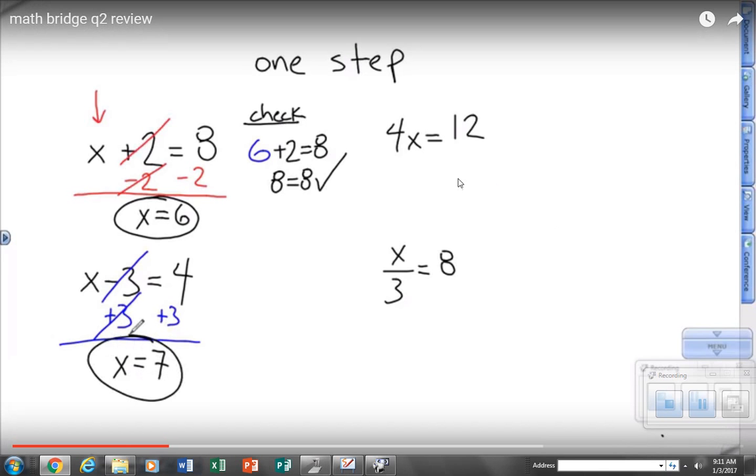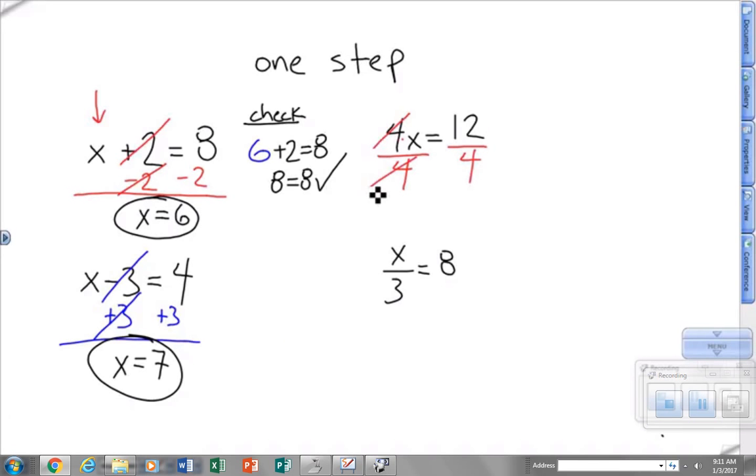Next problem. This is 4 times x. Anytime you see a number and a variable right next to each other, that is times. So the opposite of timesing is dividing by 4. Again, you're not going to subtract 4 right there. This is 4 times x, so the opposite is dividing both sides by 4. The 4's go away. Bring my x straight down. Bring my equal down. And then 12 divided by 4 gives me 3.